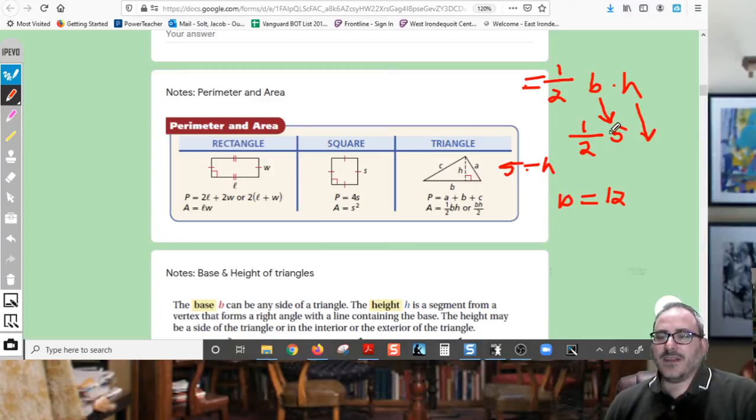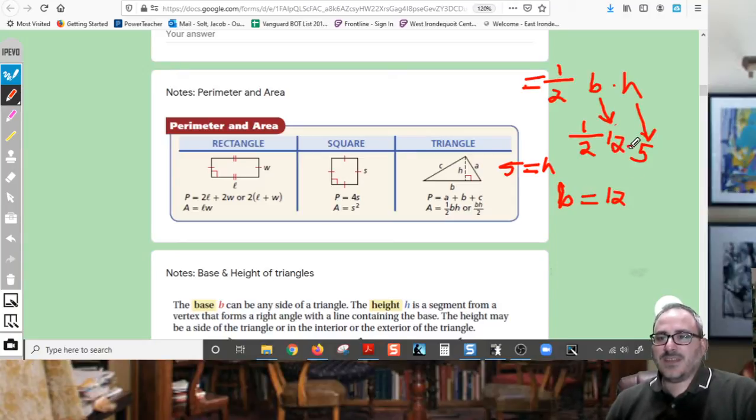Did anyone see I made an error there, right? I led you wrong. Let me rephrase this. Okay, the height is 5. I said the height was 5. See it right there? That's what I said. The height was 5. I said the base, that's supposed to be a B there, is 12.